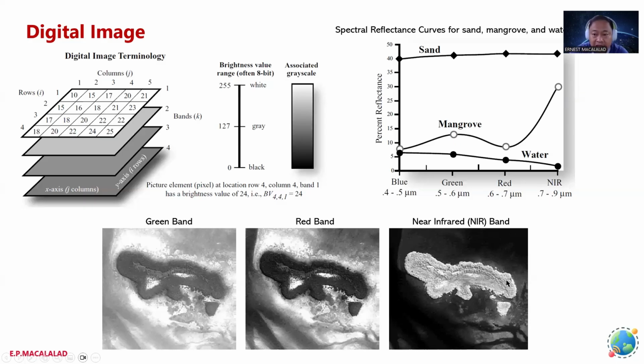So you will notice here that this must be a mangrove area. And as you will notice here, as the wavelength becomes longer from blue to green to red to near infrared, water emits lower reflectances. So this area surrounding it must be water.